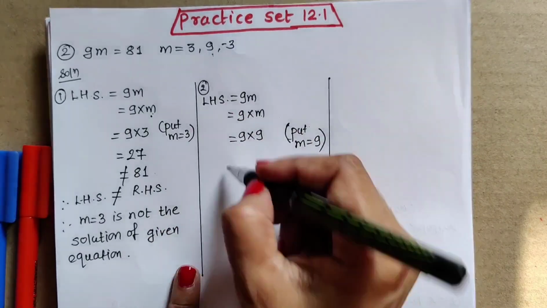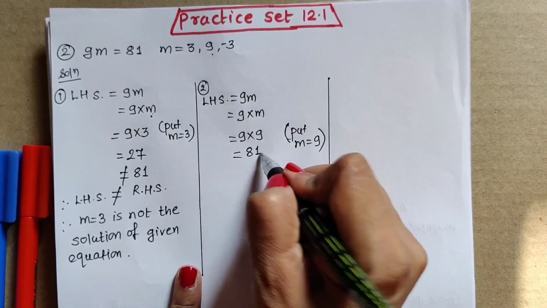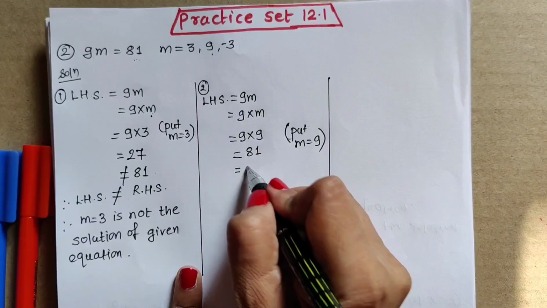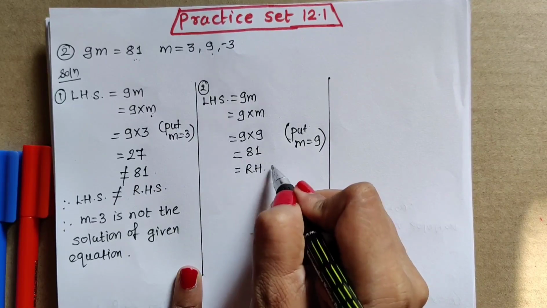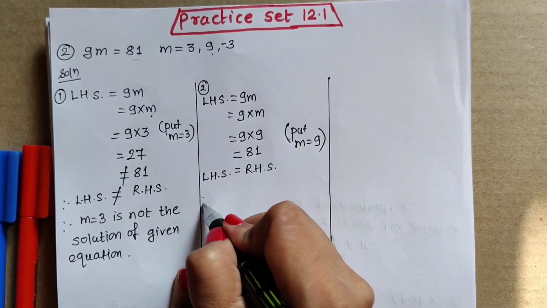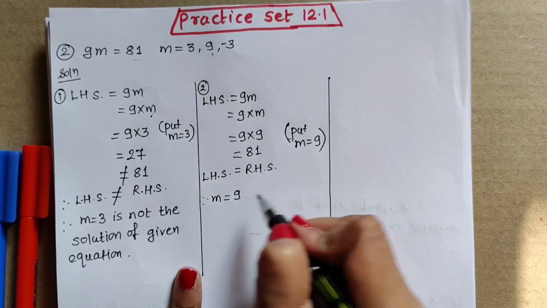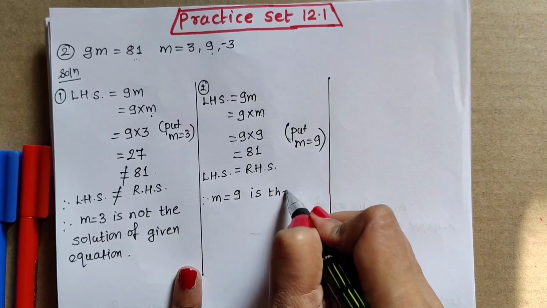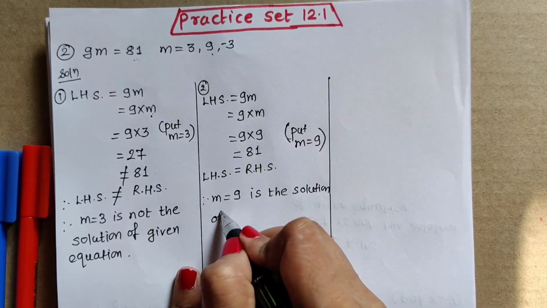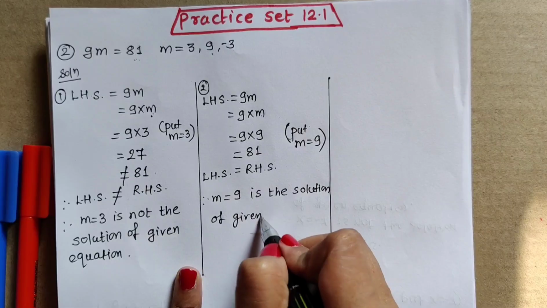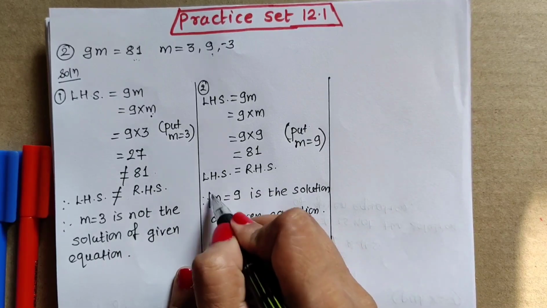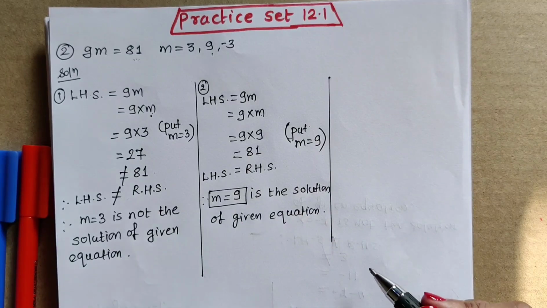So 9 9s are, we will be getting 81, and 81 is the right hand side of our equation. So it is equal to right hand side. Left hand side is equal to right hand side. We are getting the correct answer. So therefore m is equal to 9 is the solution of the equation. So in this way we have got the solution of our given equation.